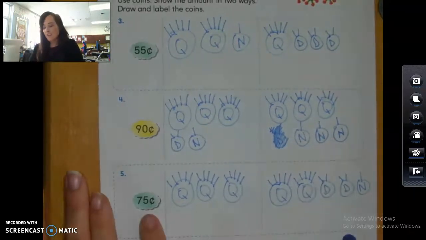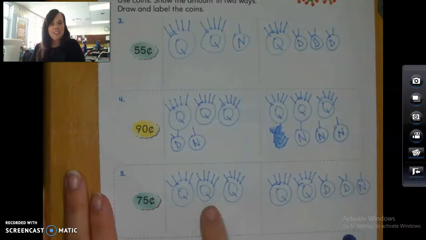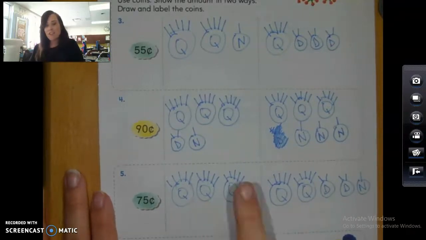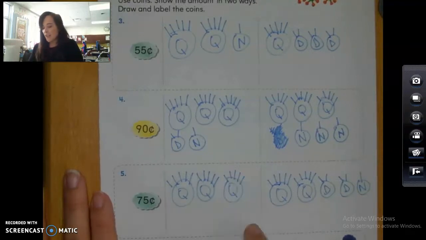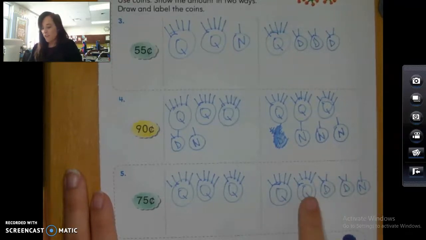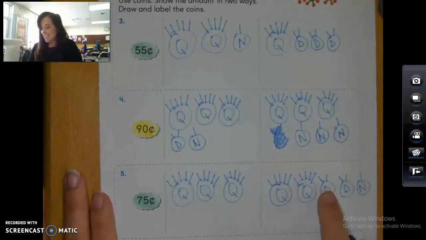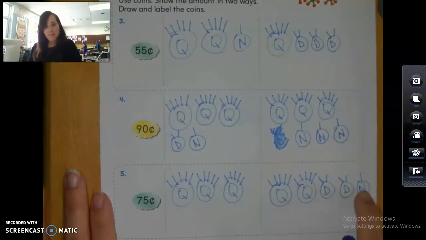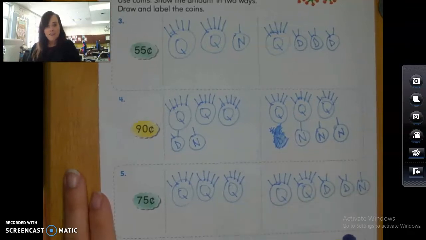For number 5, we needed 75 cents. So I put 3 quarters. That's the easiest way to make 75. You only need 3 coins. 25, 50, 75. And then I traded out this quarter for 2 dimes and a nickel because that also equals 25 cents. So we have 25, 50, 75, 25, 50, 60, 70, 75. Okay? Both equal 75 cents.